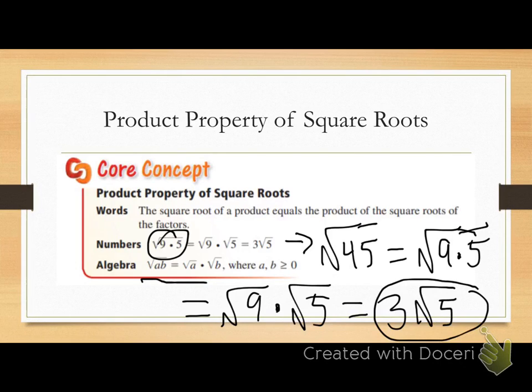So here's our little algebraic rule down here. The square root of AB equals the square root of A times the square root of B, where A and B are both greater than or equal to 0. So we're essentially just finding the biggest perfect square that goes into our number under the radical, breaking it apart like this. That way we can take the square root and simplify it. Hopefully that makes sense, and hopefully doing more examples helps you better understand it.